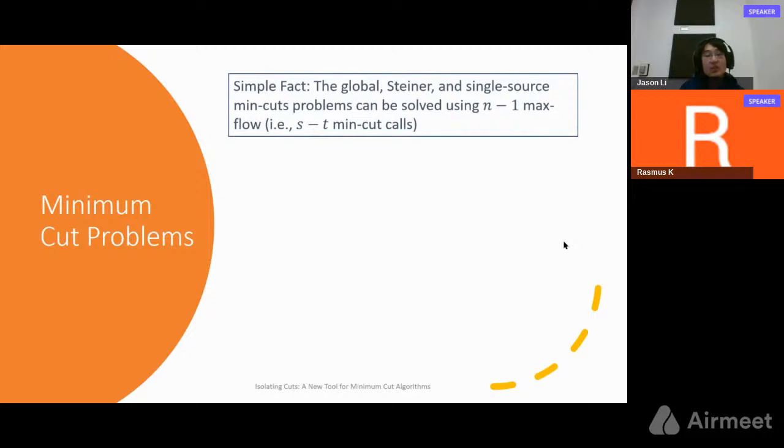So what do we know about these min-cut problems? How can we relate them to each other? Well, one simple trivial fact is that the global, Steiner, and single source min-cuts can all be computed using n-1 calls to ST min-cut, or equivalently, n-1 calls to ST max flow, right? Because you can just fix a vertex S and try all other vertices T, or all other terminals T in the Steiner case, and one of the vertices T must be on the opposite side of the target global or Steiner min-cut, and so one of the choices will return you either the global or Steiner min-cut.